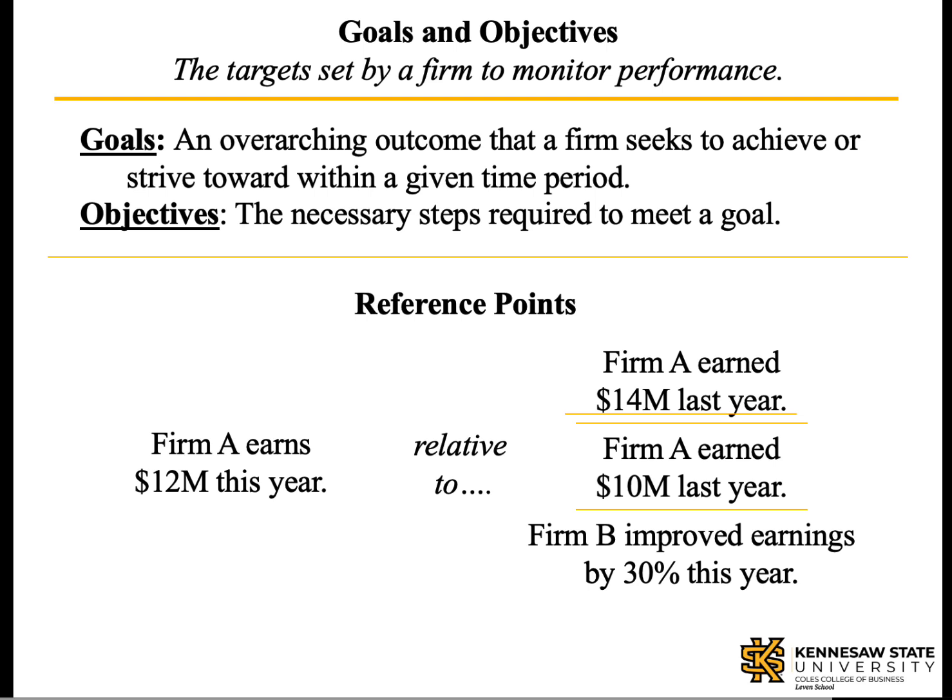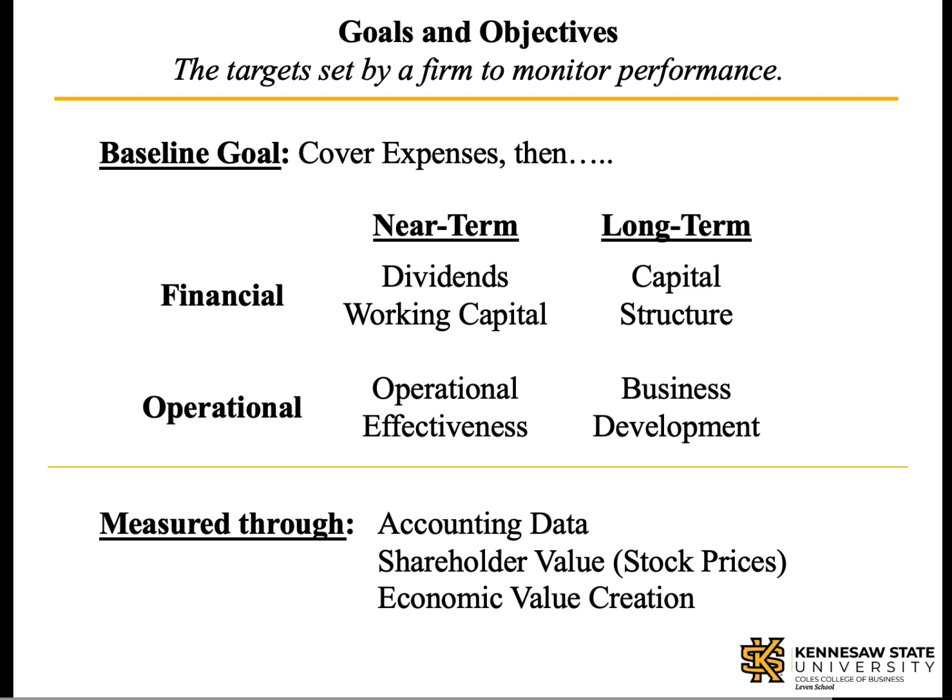Even if earnings went from 10 to 12, a 20% increase, shareholders might be quite a bit less happy if a firm's primary competitor earned 30% growth in the same time period. All of this is to say that there are many, many ways to judge performance. Let's walk through the options that key stakeholders have when setting goals and objectives.